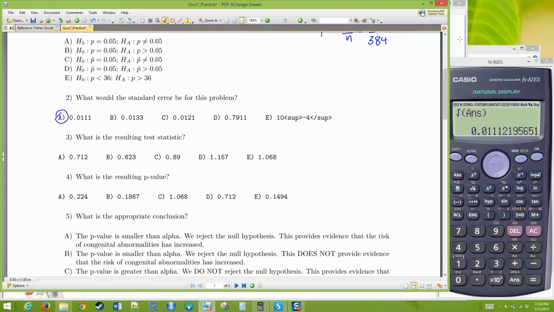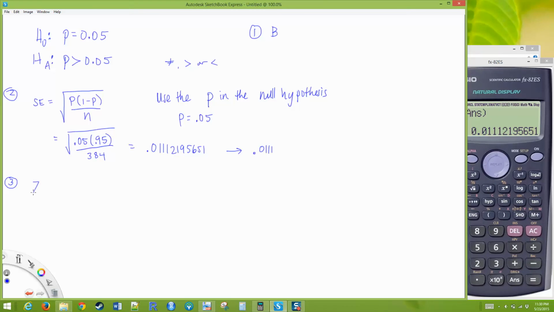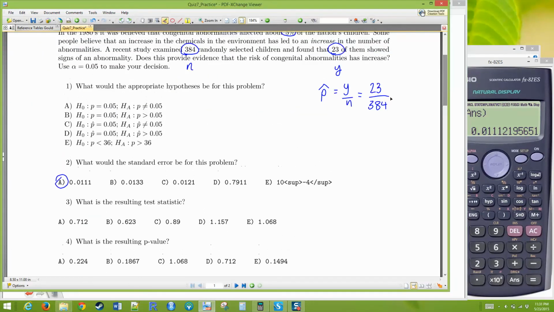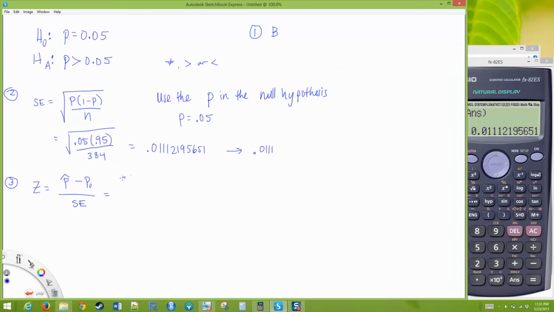What is the resulting test statistic? The test statistic is given by z equal to p hat minus p0, the one from our null hypothesis, divided by our standard error. Now we saw that p hat is going to be y over n, 23 over 384. I'm not even going to bother turning it into a decimal. I'm going to leave it as a fraction: 23 over 384 minus the p0 from our null hypothesis, 0.05. And I'm going to divide by my standard error, which is 0.0111219 5651, etc.